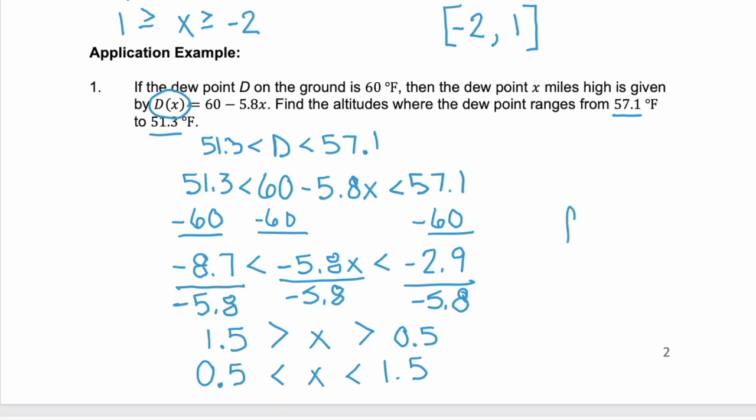Well, it means from 0.5 to 1.5 miles, the dew point ranges from 57.1 to 51.3. See, that wasn't too bad. Just slowly start writing out what you know and then work step by step.